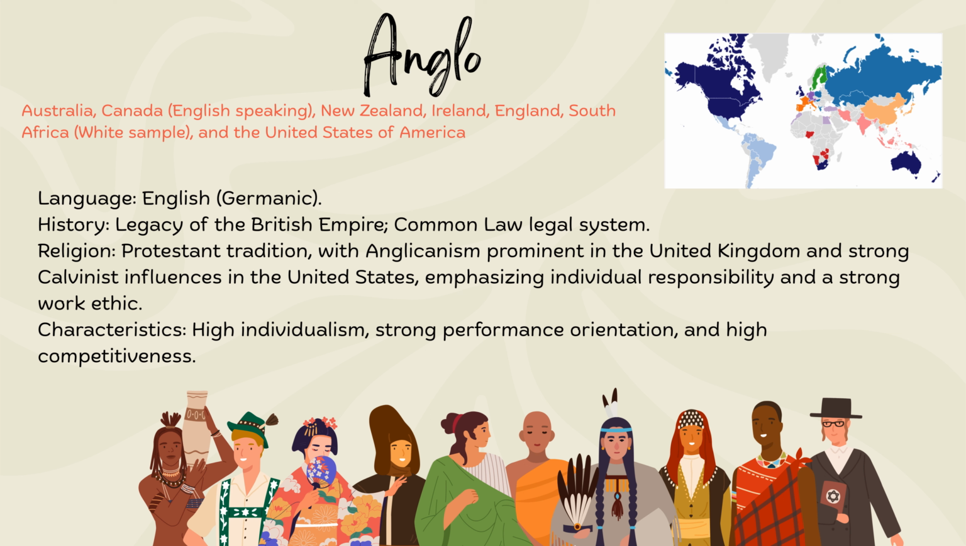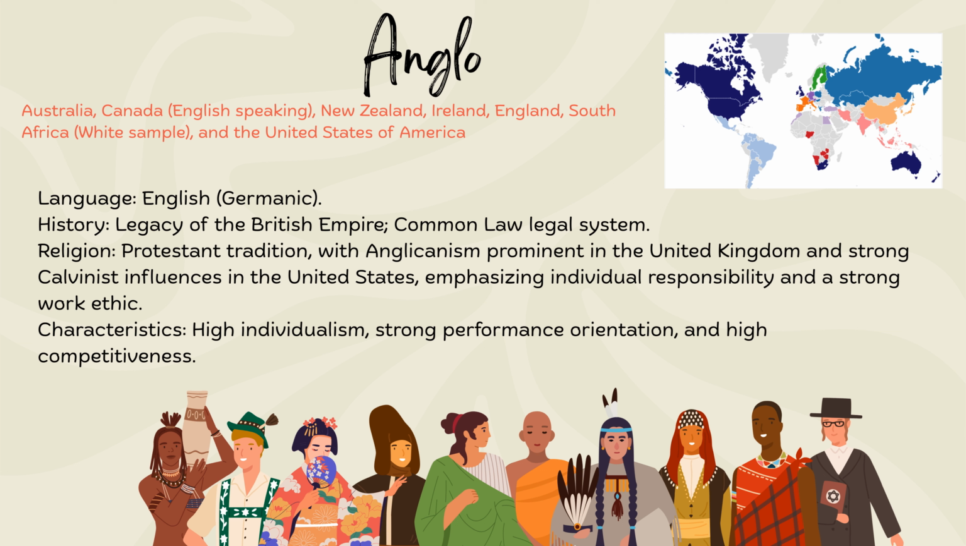This linguistic unity is one of the strongest markers of the Anglo world and helps explain their shared communication style and cultural outlook. Second, we need to consider history. These countries were all shaped by the legacy of the British Empire. They inherited political institutions, administrative practices, and especially the common law legal system, which emphasizes case precedents and judicial reasoning. This historical continuity created a foundation of governance and rule of law that still defines the Anglo cluster today.